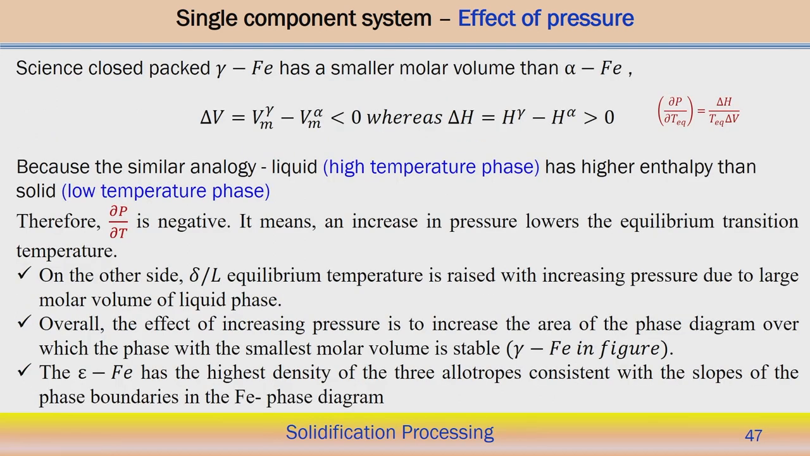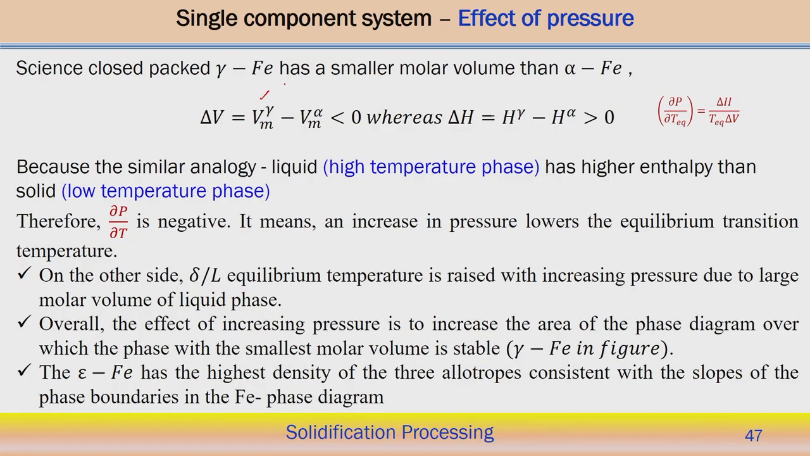So for example, we consider close-packed gamma iron. One particular phase, we have seen this particular phase diagram with reference to the pressure, and the gamma phase has a smaller molar volume than the alpha phase. Therefore, delta V, the change of the molar volume, gamma phase minus alpha phase, is basically less than 0. Okay. But we know that delta H, the change of the enthalpy, gamma phase minus alpha phase, in this case will be greater than 0. But here you can put the similar analogy that liquid has higher enthalpy than solid.